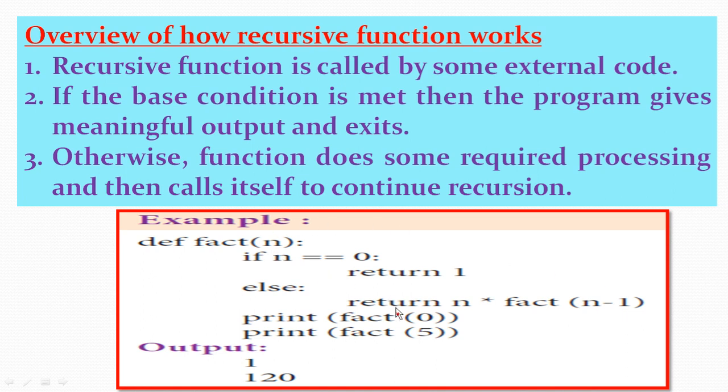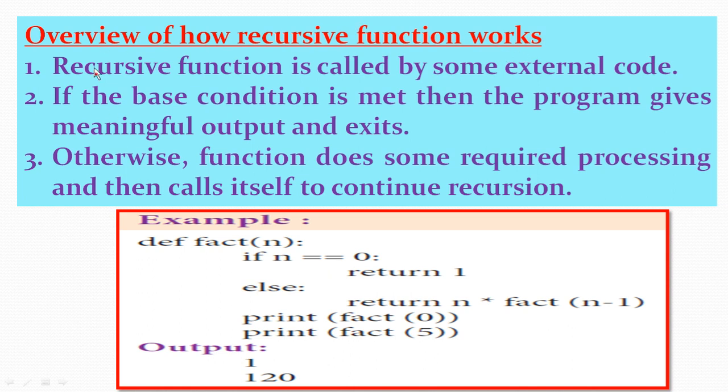In a similar manner, next time it returns 5 into 4 into 3 into fact of 2. And the next time, 5 into 4 into 3 into 2 into fact of 1. And one more time, 5 into 4 into 3 into 2 into 1 into fact of 0. The fact of 0 returns 1. So it returns the final value 5 into 4 into 3 into 2 into 1 into 1, that is equal to 120. That is the factorial of 5. So 5 times it calls itself. This type of program is called a recursive function program.